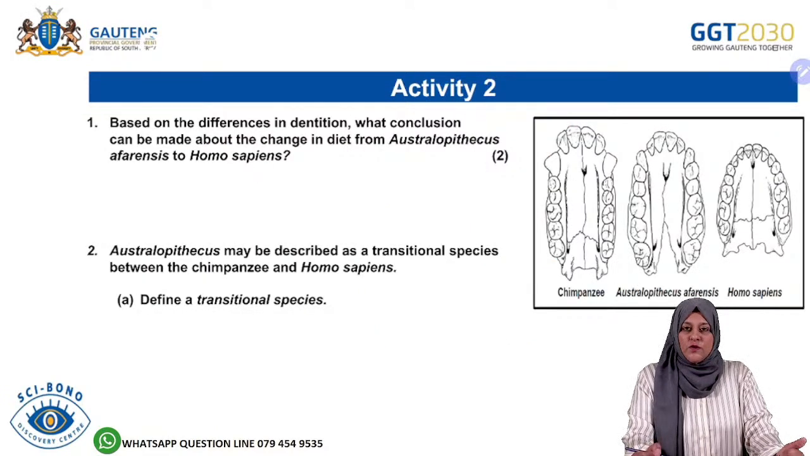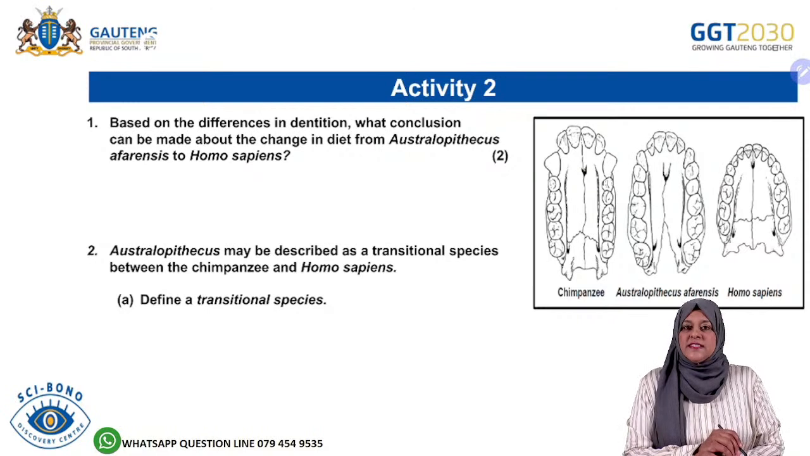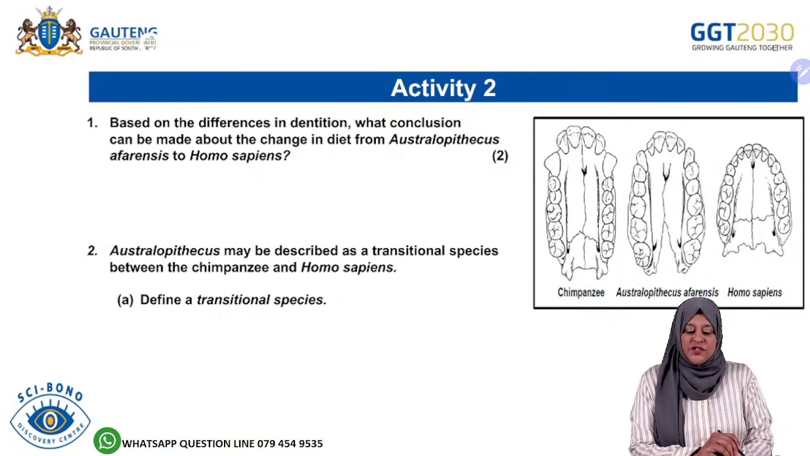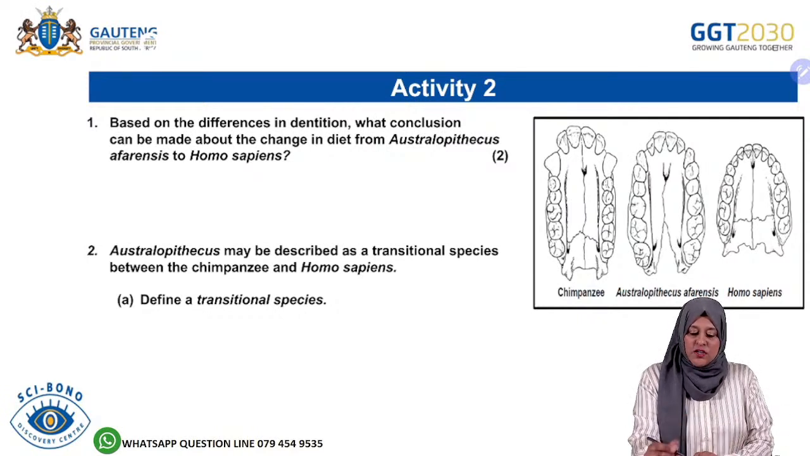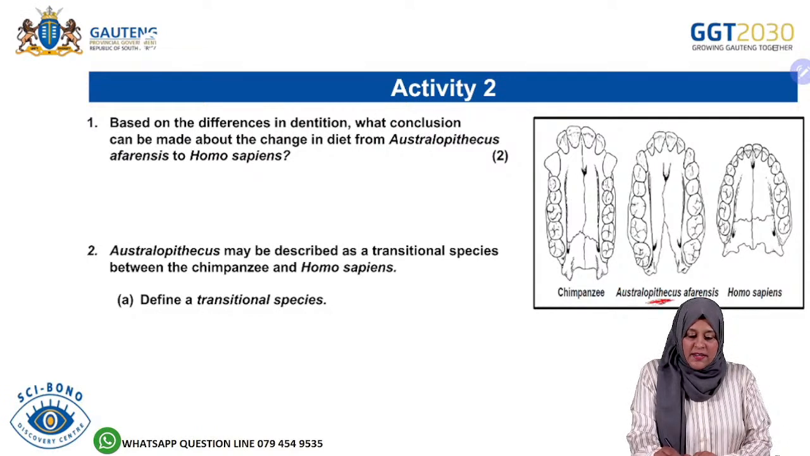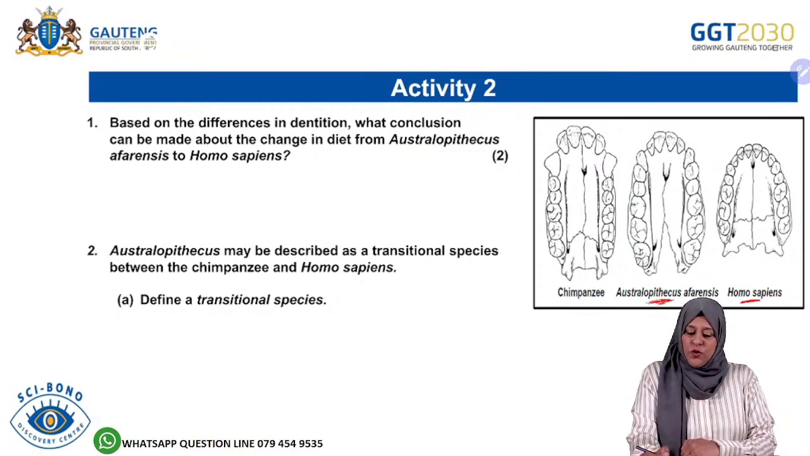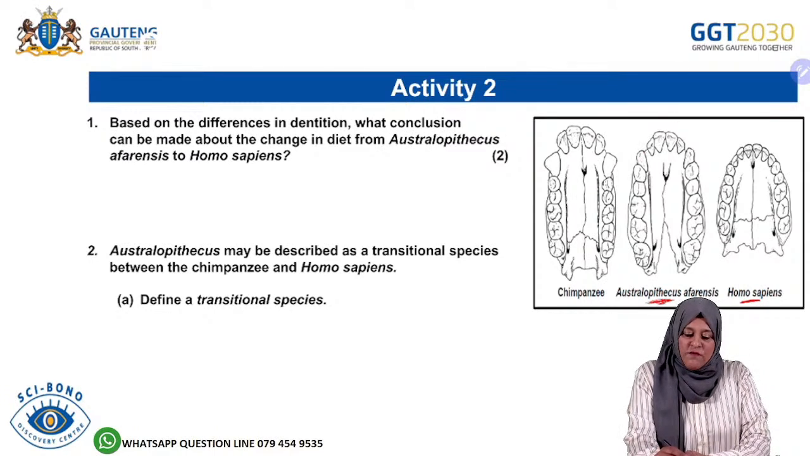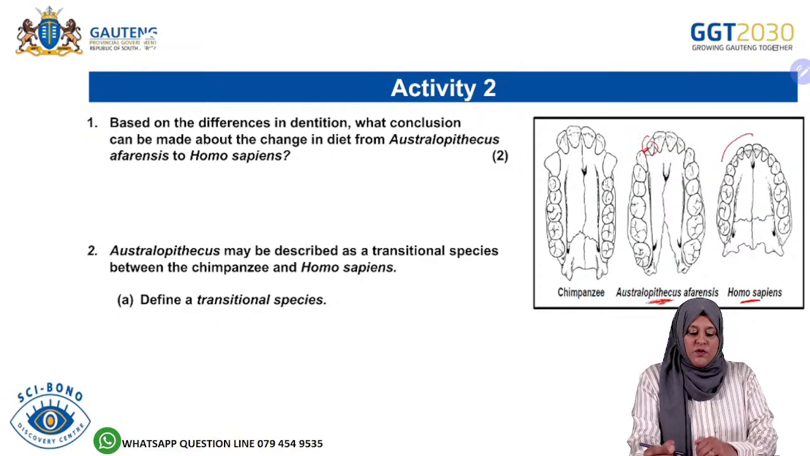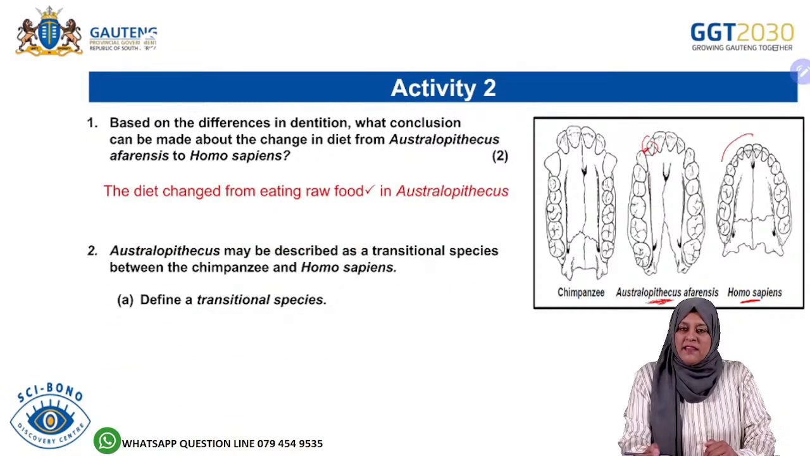Right. Activity 2. Based on the differences in dentition, what conclusion can be made about the change in diet from Australopithecus afarensis, this one here, to Homo sapiens here? So look at the dentition. The question is asking you to look at the dentition and come up with a conclusion. Here we've got a diastema. There we don't have one. Here the canines are slightly bigger. Here we have smaller teeth. So what conclusion can you come up with looking at the dentition?